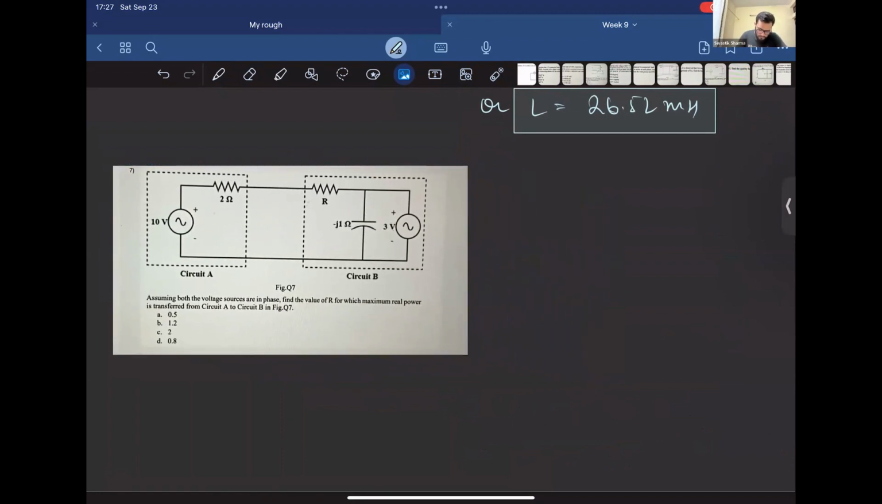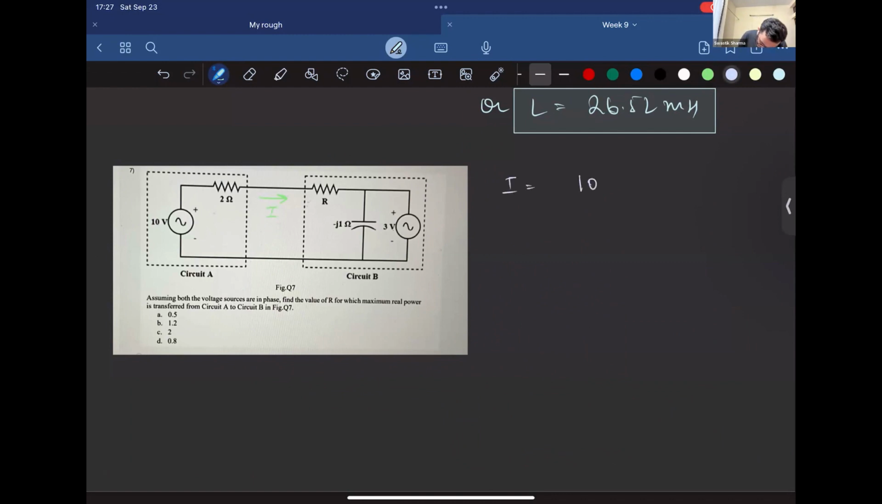Okay, one more question. Here it's saying that we have two circuits A and B, and both voltages are in phase. That means 10 angle 0 and 3 angle 0. Find the value of R for which maximum real power is transferred from circuit A to circuit B. So can we find the value of this current? We can, right?